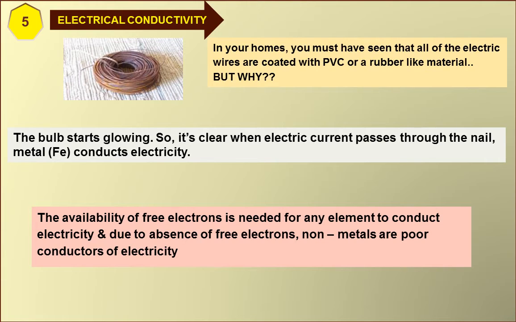So it's clear that due to the availability of free electrons, metals are good conductors of electricity, while non-metals are poor conductors of electricity due to the absence of free electrons.